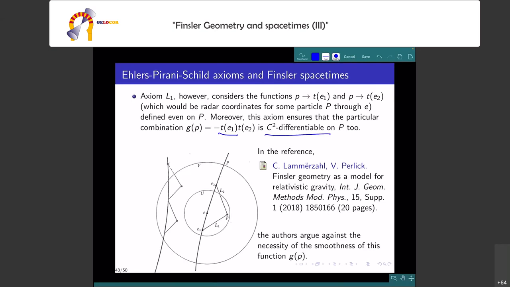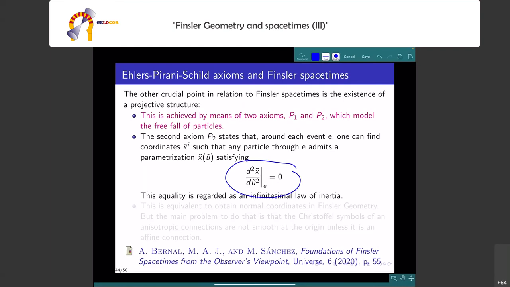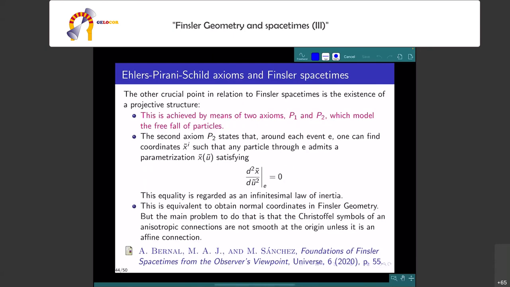The other question is that they endow the spacetime with a projective structure. This is done with this condition: there exist coordinates in such a way that you have this condition. This is something like an infinitesimal law of inertia, and this is very reasonable. But it is equivalent to the existence of normal coordinates in Finsler geometry. The main problem is that the Christoffel symbols of an anisotropic connection are not smooth at the origin unless it is an affine connection. Something similar happens with the F squared.